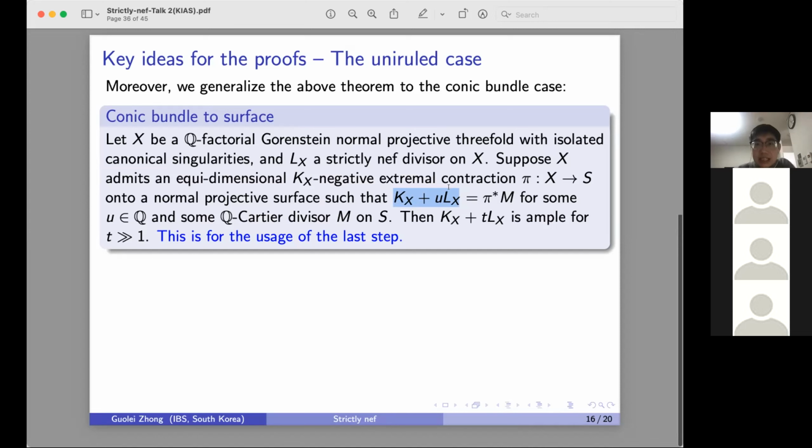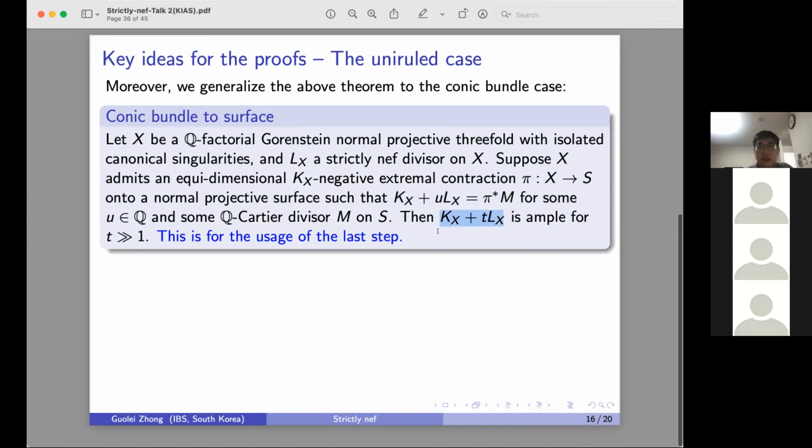But note that here this U is not sufficiently large. This is just a coefficient such that this is relatively trivial. Only effective, right? Yeah. This is just numeric. This is relatively trivial, pi trivial. This is because if Kx plus Tx is ample, then it can never be the pullback from downstairs. Okay, I see.